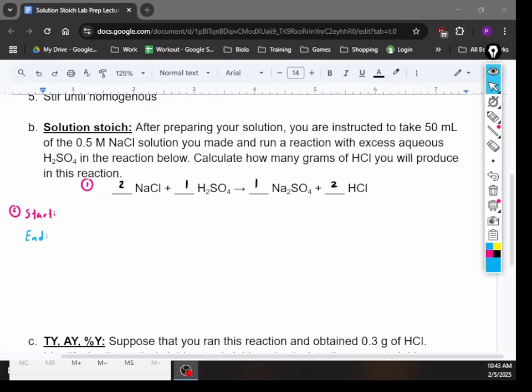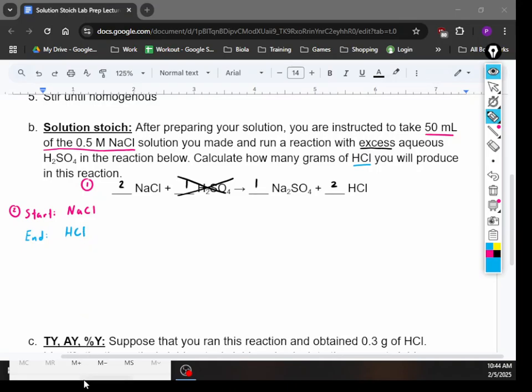Alrighty guys, so let's take a look at the problem. In the problem, it says that you are taking 50 milliliters of a 0.5 molarity NaCl solution. So the chemical that has numbers associated with it is NaCl. So you are starting with NaCl. And then the question tells you, you run the reaction, you have excess H2SO4. So this is excess, which means we can cross it out. We don't need to worry about it because it's excess. And then it says calculate how many grams of HCl you will produce. So you're looking for HCl in this problem.